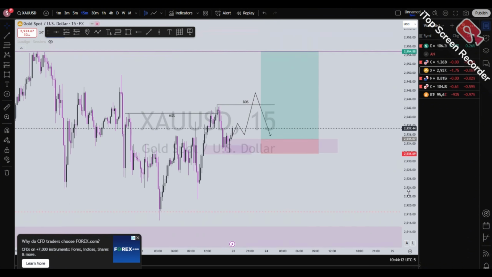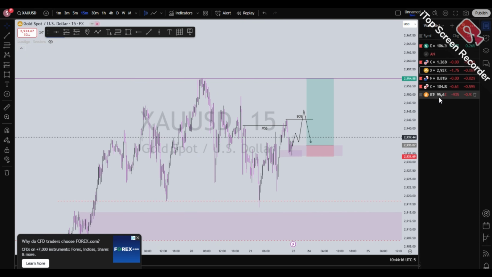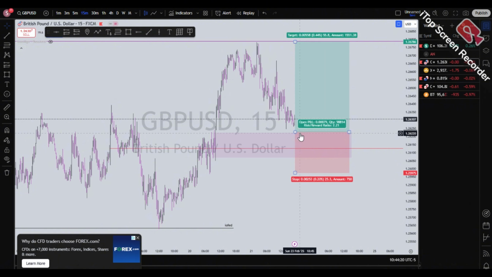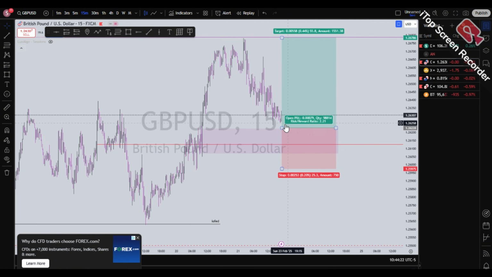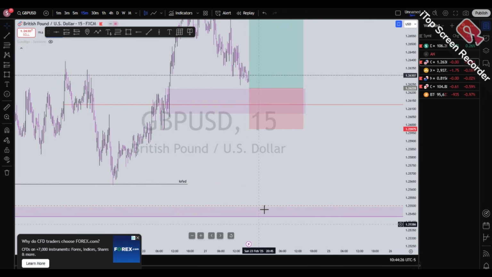Okay, thank you. That was the breakdown for gold. We are bullish on gold for the week, and for GBPUSD we are also bullish. The price moves to the upside, but in case this zone gets invalidated, the next zone I want to see hold price is this zone right down here.